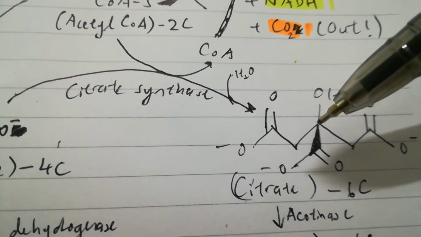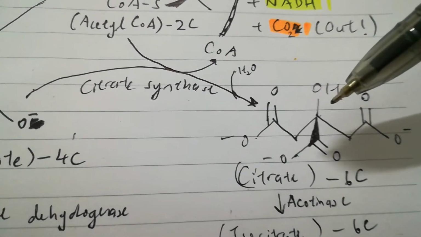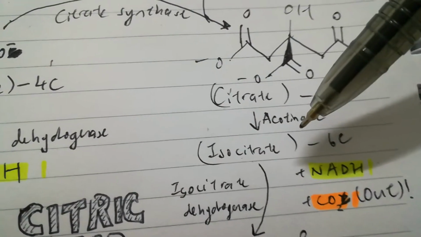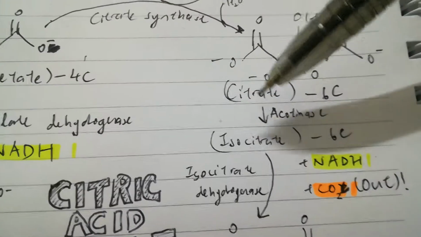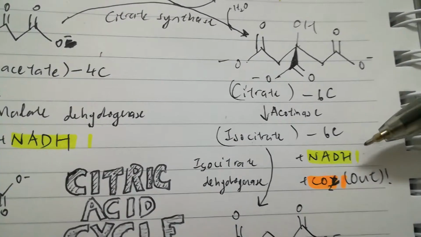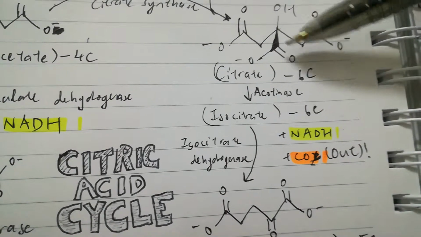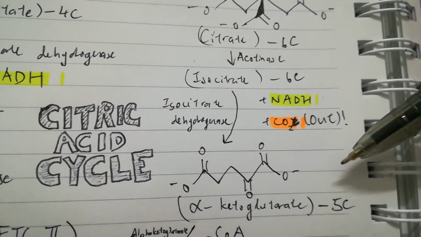Now, this citrate, via the works of other enzymes like aconitase and isocitrate dehydrogenase, produces one NADH and another CO2, which means it turns into a 5-carbon molecule called alpha ketoglutarate.